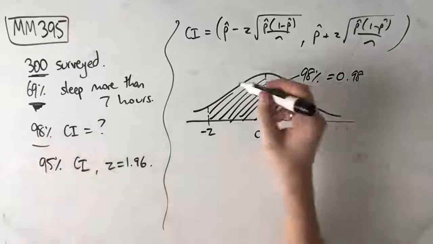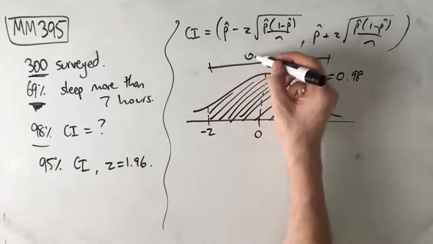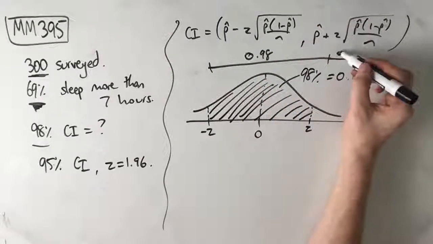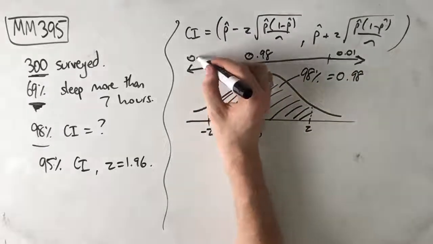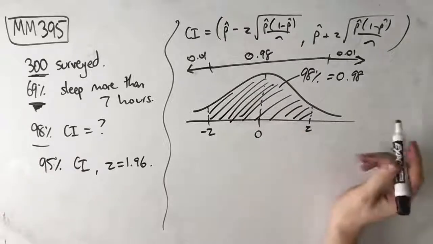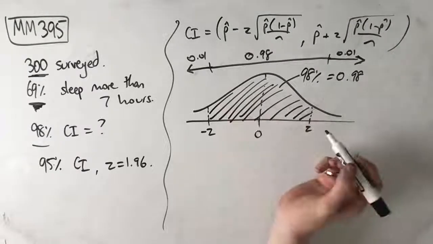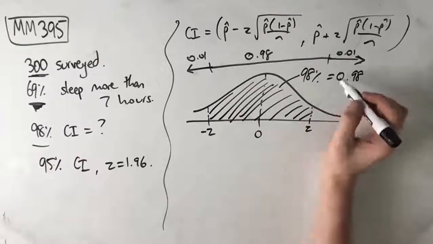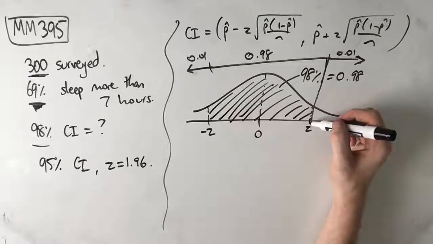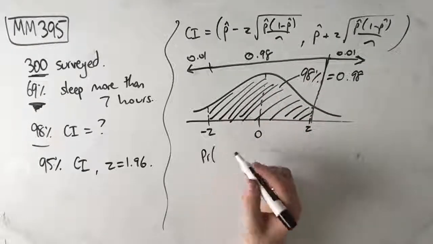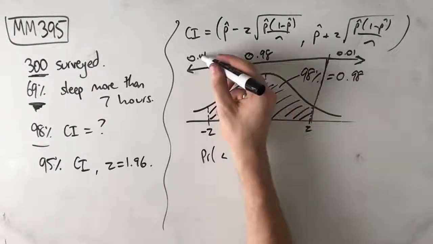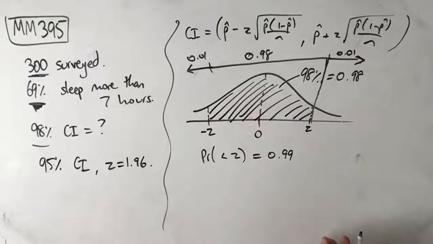So if from here to here is 0.98 and it's symmetrical about the mean, which it is, everything above here is 0.01, everything below here is 0.01, right? Because this plus this plus this equals 1. That's our total probability, our law of total probability. So in order to find out what this z value is, we need to use our inverse normal, right? So we know our probability of it being less than z, so we can say that the probability that it's less than z is equal to 0.98 plus 0.01, so 0.99, right?